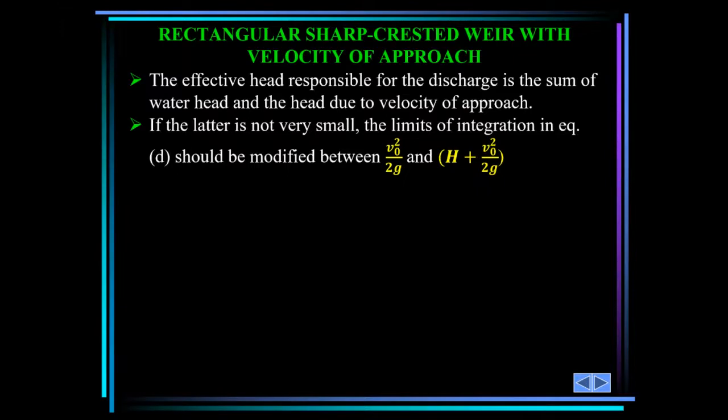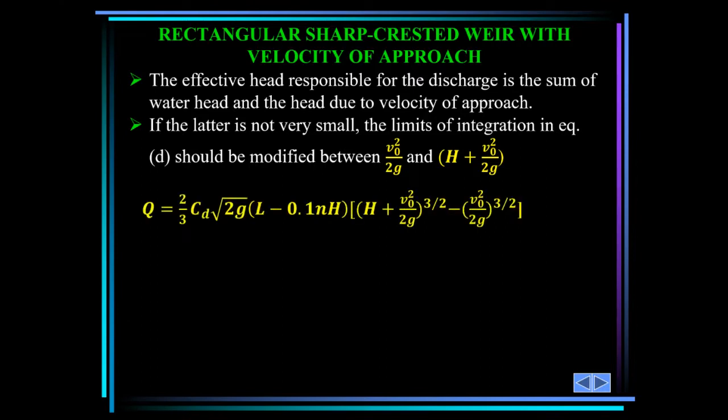So if the latter is not very small, the limits of integration in the equation, from 0 to h, will change. Instead of using from 0 to h, we now modify it from v naught squared over 2g to h plus v naught squared over 2g. And at the end, if it is a contracted weir, we introduce this term. If we include the velocity of approach, instead of having just a power of 2 over 3, it will now be h plus v naught squared over 2g all to the power of 2 over 3, minus the velocity head term also to the power of 2 over 3.